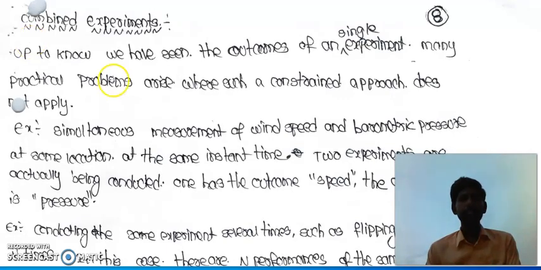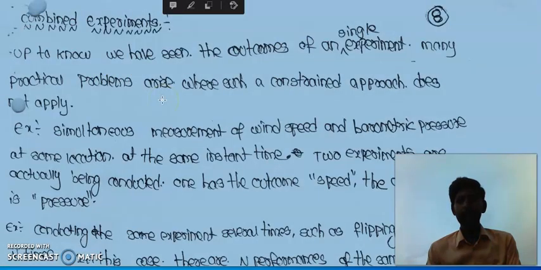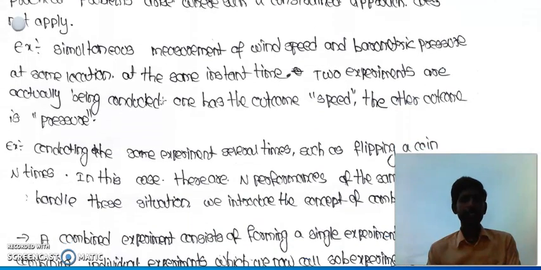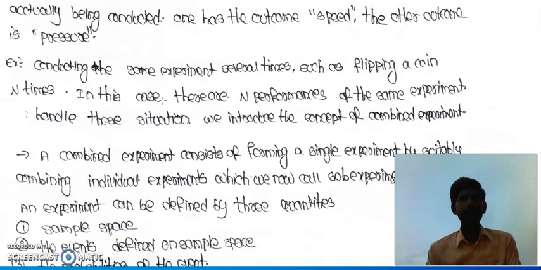Two experiments are actually being conducted. One outcome is speed, the other outcome is pressure. And the next example for combined experiments is conducting the same experiment several times, such as tossing a coin n times. In this case, there are n performances of the same experiment.